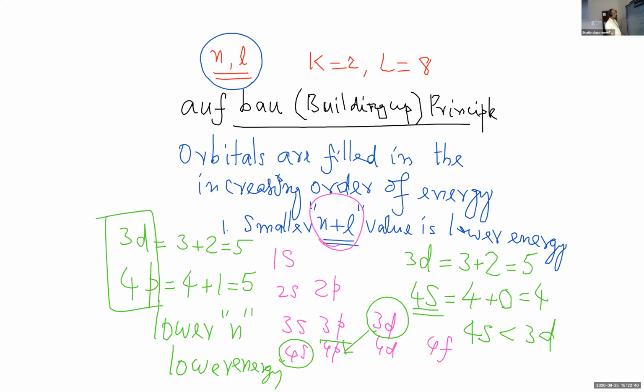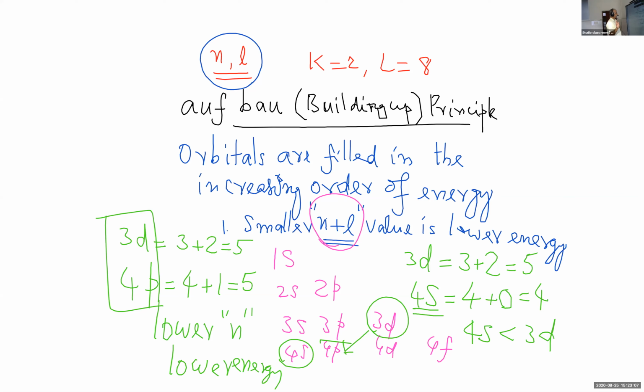I repeat, if the N plus L value is the same, then the orbital with smaller N value will be having lower energy. Clear? Is it all right?